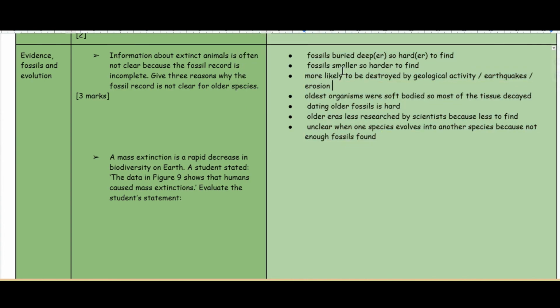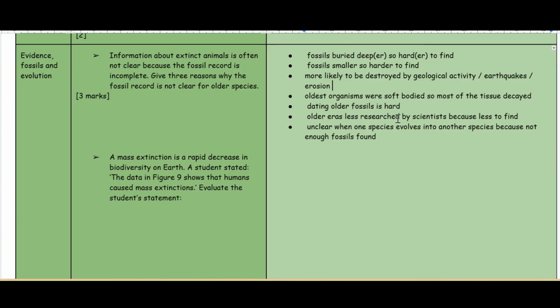Okay, so the first thing you could put is that the fossils have been buried deep, so they're very hard to find. The fossils are very small, so they're hard to find. They're more likely to have been destroyed by geological activity, earthquakes, erosion. The oldest organisms were also very soft-bodied, so most of the tissue would have decayed by now. And dating older fossils is actually very hard.